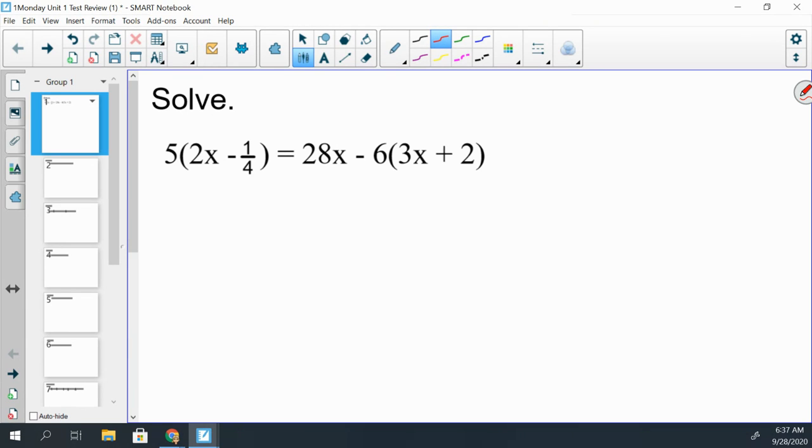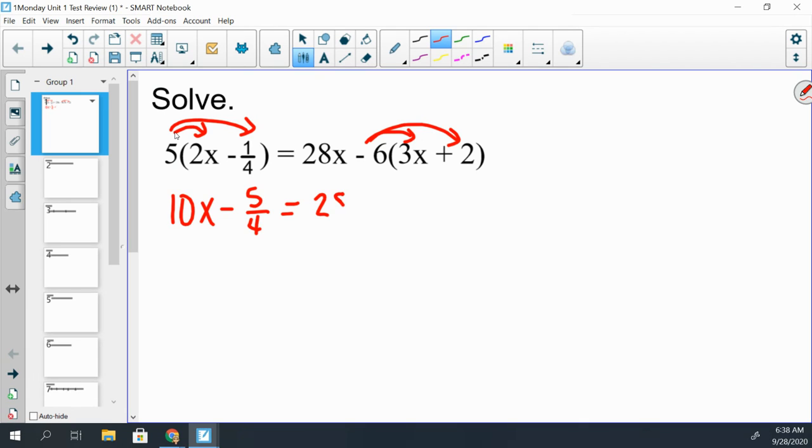First thing I see when I go to solve is some parentheses that I need to distribute things into. On the left-hand side, I'm distributing in the 5 to end up with 10x minus 5/4. I can plug that into Desmos, or I know that 5/1 times 1/4 ends up being 5/4. And it's a minus because one was positive and one was negative.